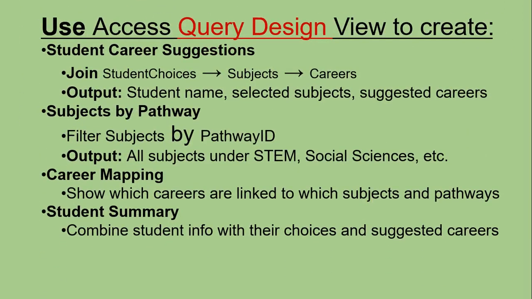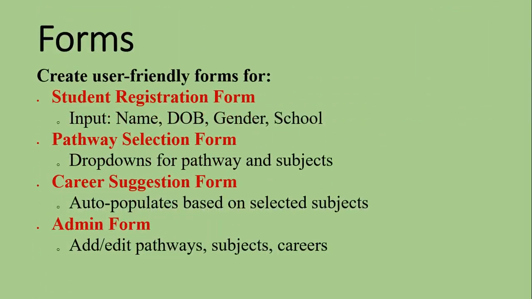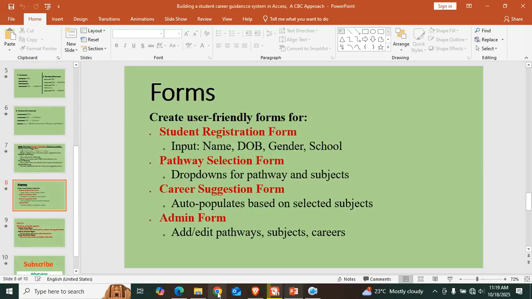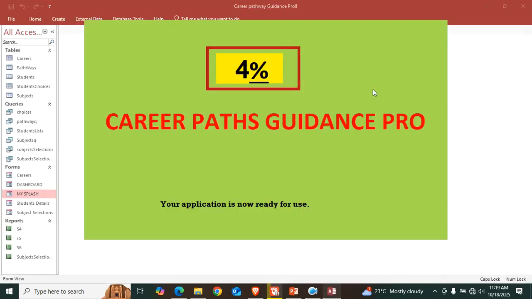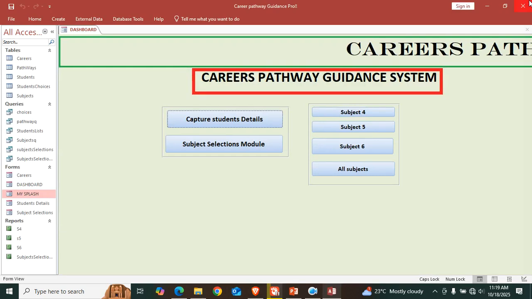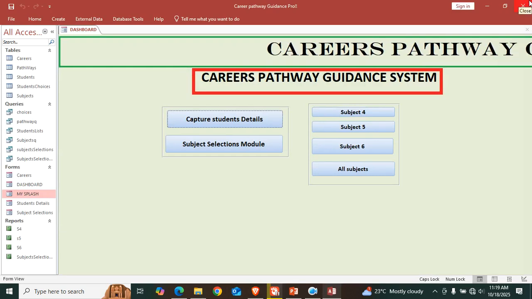Then we shall also have to create queries, where we can have student career suggestions, students pathway, career mapping, student summary. For the forms, we might have to have the student registration form and other forms. So guys, we can look at a demonstration of the system, whereby we launch the system. So our system starts with a splash form. Then once we have the splash form, we can go on to the dashboard or the main form.